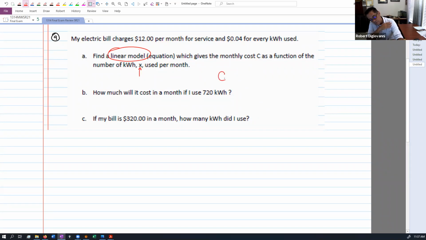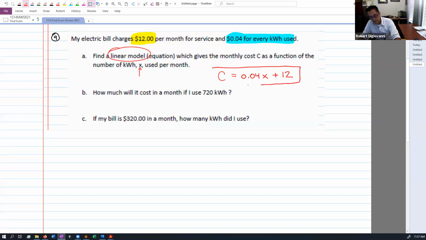So my cost will be equal to, what we have to do in this problem is recognize what's the fixed cost. That's fixed. I pay $12 a month no matter how much electricity I used. That's our fixed cost. And this is our variable cost. This is the amount that I pay, and it depends on how much electricity I use. So you'll always take the variable cost, put it in front of X, and add to that your fixed cost. And that will be your linear equation. Cost is 4 cents for every kilowatt used plus $12.